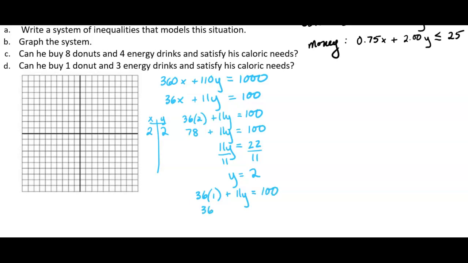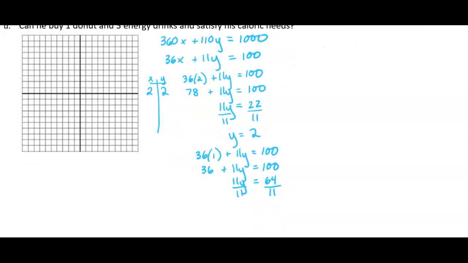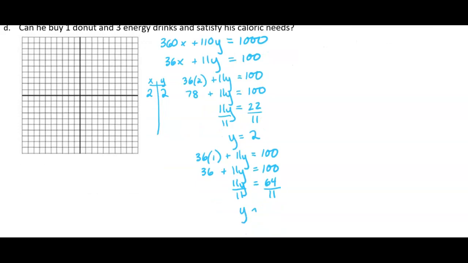So 36. Going to take up all my room. I'm thinking it's going to be 64. So what's 11 into 64? Well, it's going to be approximately, we're not going to go in evenly. So let me do this on the calculator. It's about 5.8.